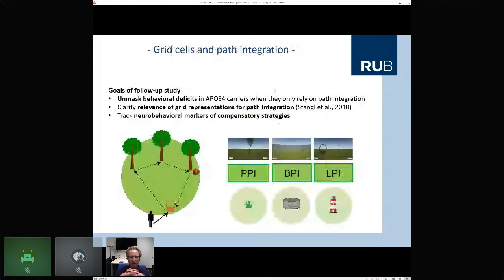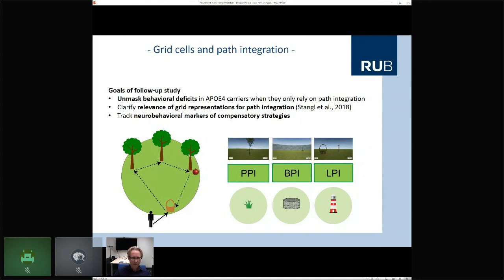So in a follow-up study, we aim to develop a paradigm that allowed us to unmask behavioral deficits in ApoE4 carriers when they could only rely on path integration and not on allocentric spatial cues. And we also wanted to clarify the relevance of grid representations for path integration, similar to what has already been done in a previous study from the Wolbers lab in Magdeburg. And finally, track neurobehavioral markers of compensatory strategies.